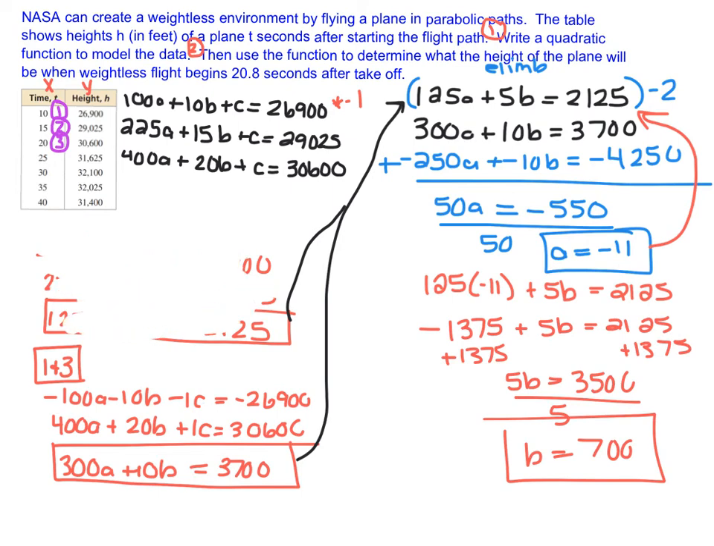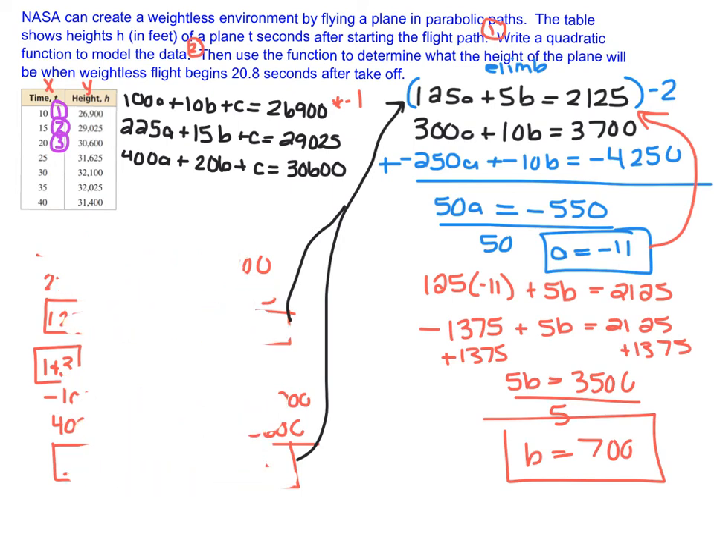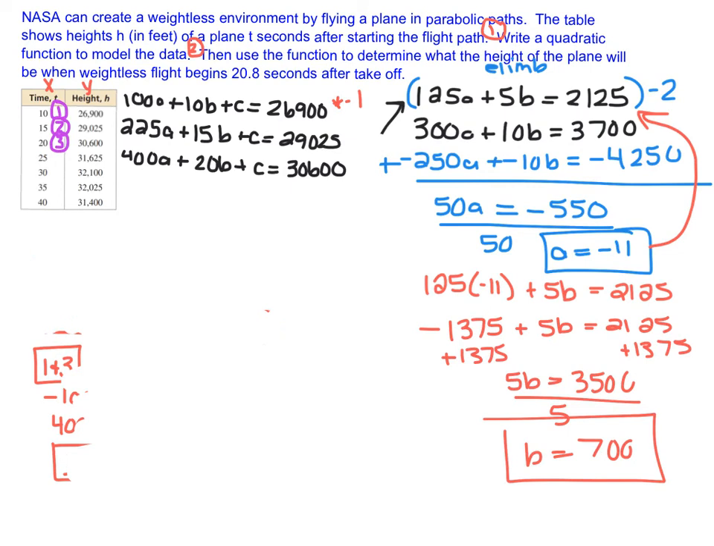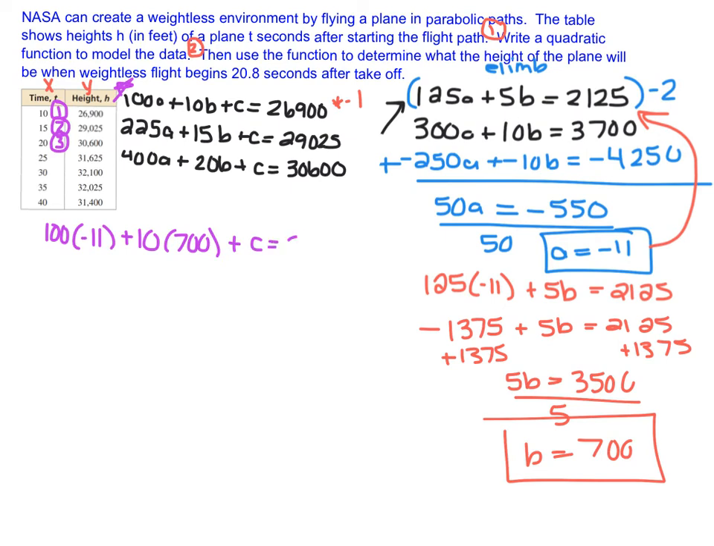So now I need to also find my c value. I'm going to erase some space here so I have a little more space to work with. And I'm going to take my values for a and for b, and plug them back into one of those original equations. I tend to go with the equation that has the smaller coefficient. So this first one is the one I'm probably going to focus on, but it would work in any of them. So now I have 100a, which is negative 11, plus 10b, which is 700, plus c is equal to 26,900.